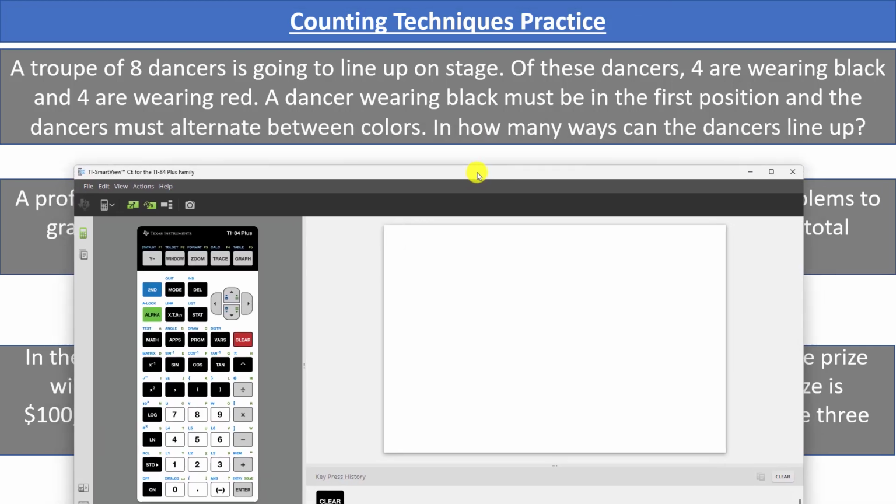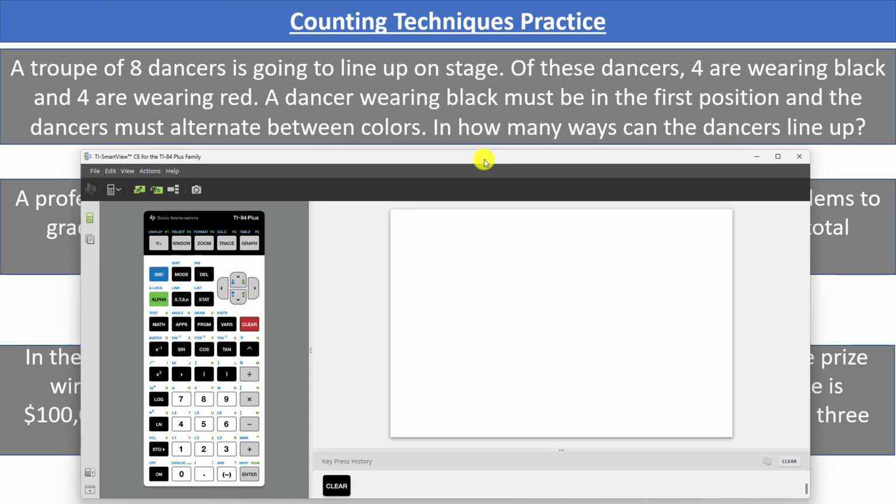So I'm going to opt to view this one as a multiplication rule, right? So we have 4 people wearing black and 4 wearing red, and they're alternating. This isn't really going to work for permutations or combinations. We really have to think of this as a multiplication rule type problem. And first we have to choose a dancer wearing black. They must be in the first position. And then after that, we're going to be alternating between the colors.